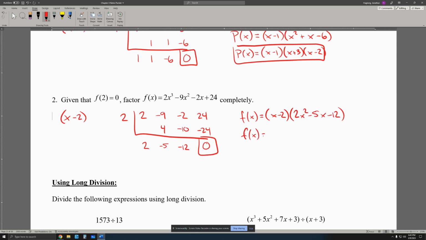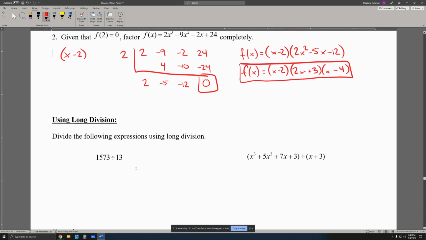And let's see if we can factor that further. So we have x minus 2. I know that the leading coefficient is 2, which is prime. And so now we're looking for factors of 12, where the product of those factors, when multiplied by 2, adds up to negative 5. Those factors are 3 and 4. So if we multiply 2 by negative 4 and x by positive 3, when we add these up, we get negative 5. Okay? So this is the complete factorization of f of x.